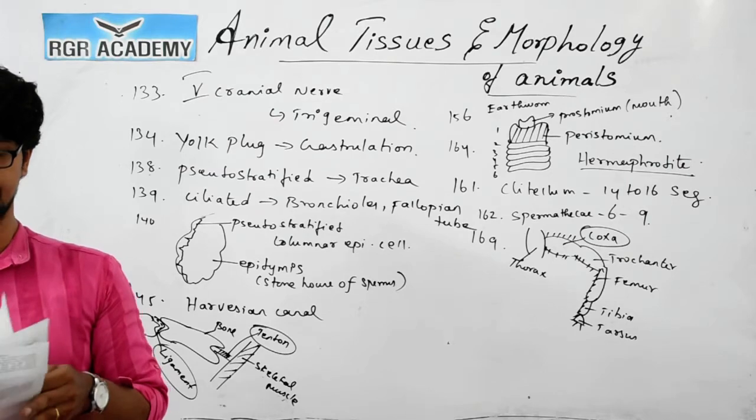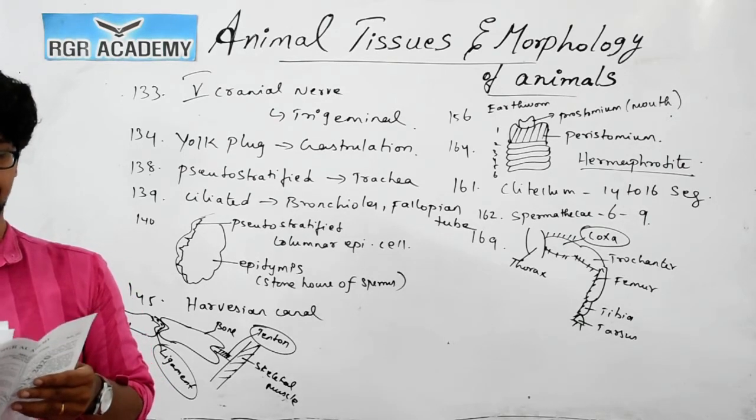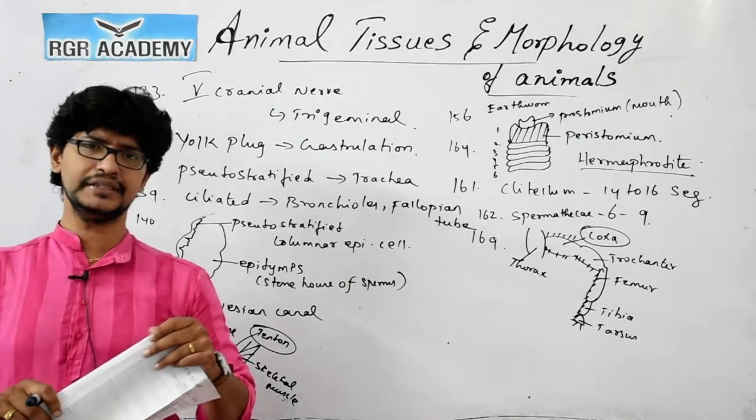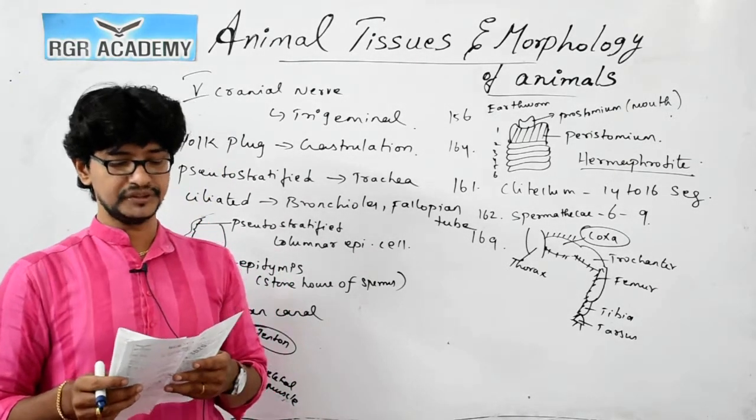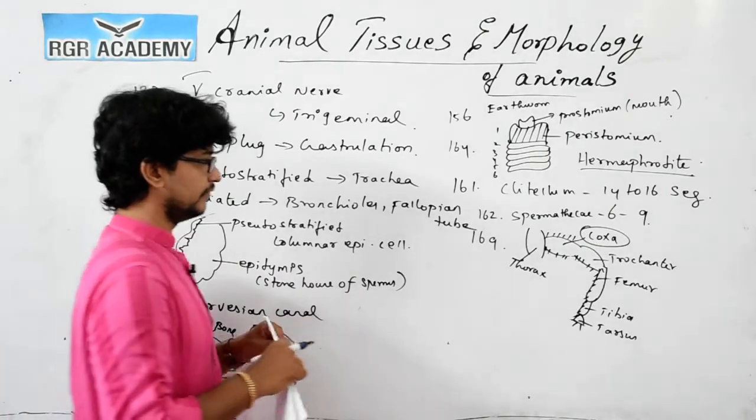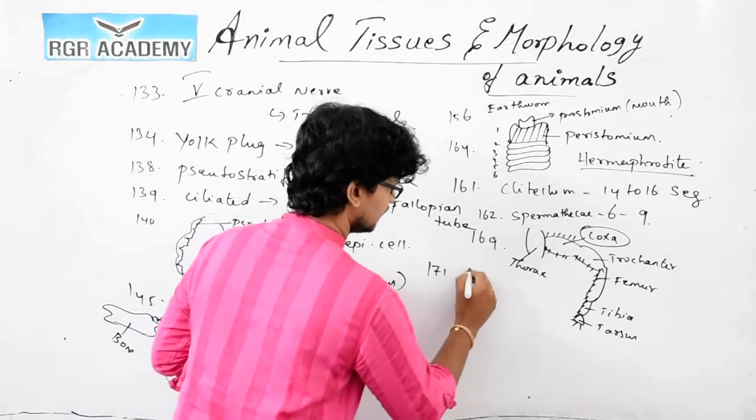Question number 171. Compound eyes are found in. So, compound eyes you could see mostly in the insects, like cockroach and housefly. So, option 3 is the correct answer, where in 171 you could see the compound eye.